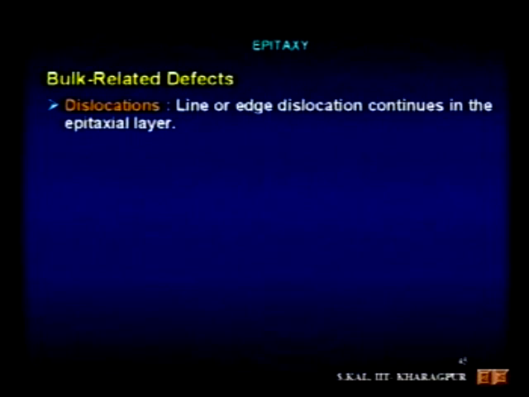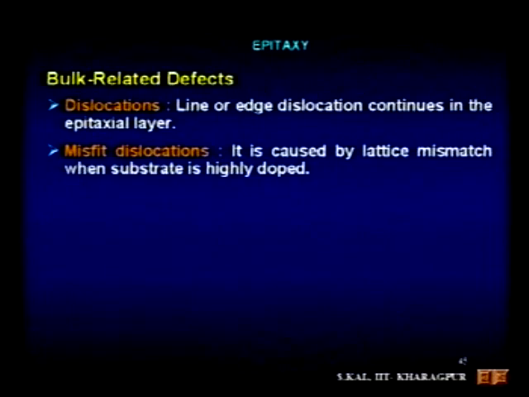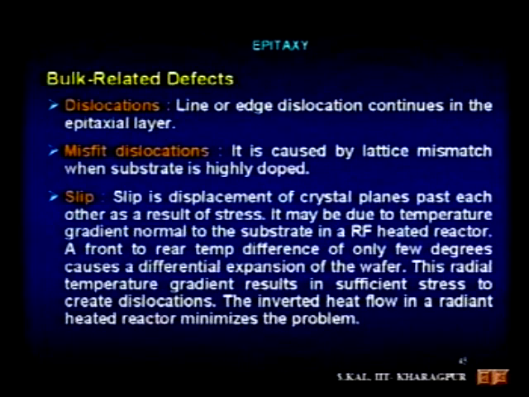Now, I'll address bulk related defects. Those are surface related defects. Now, bulk related defects are dislocations, misfit dislocations, slip. Dislocations, line or edge dislocation continues in the epitaxial layer. That means if a line is formed in a crystal plane or at the edges, that line or that dislocation continues in the epitaxial layer.